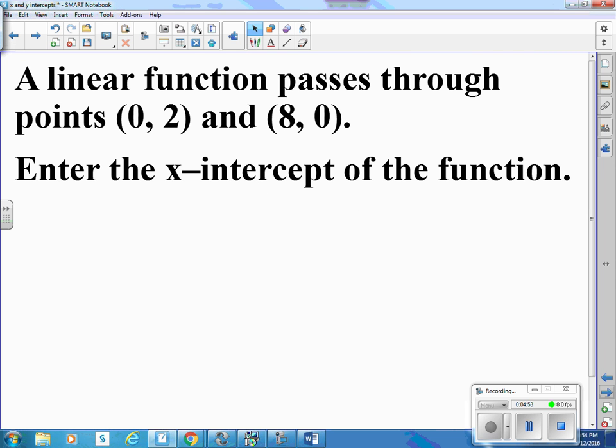So if we say a linear function passes through the point (0, 2) and (8, 0), enter the x-intercept. Well, the x-intercept is the one where we go up 0, so that would be (8, 0). And you could even say, well, the value of the x-intercept is 8. It crosses the x-axis at 8. Another way of saying that.